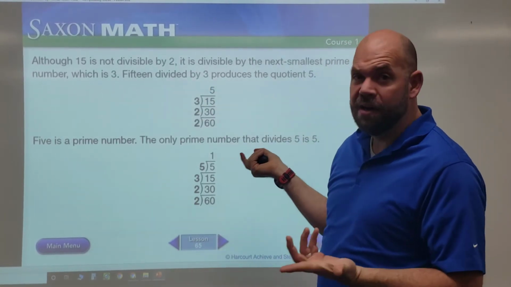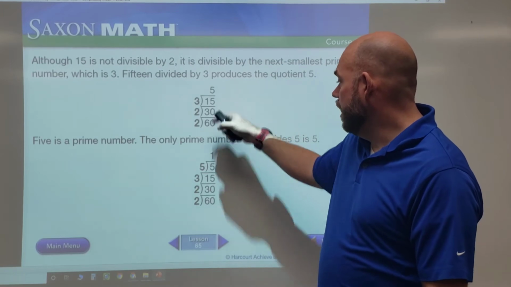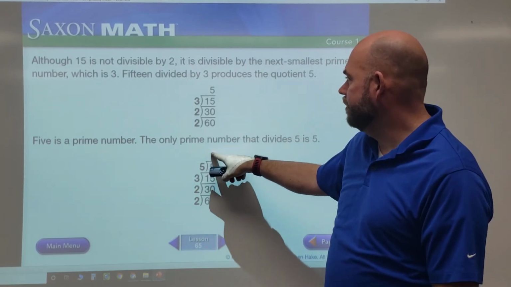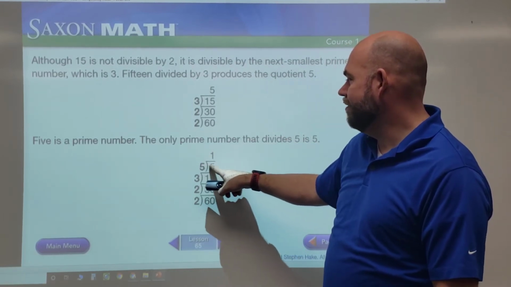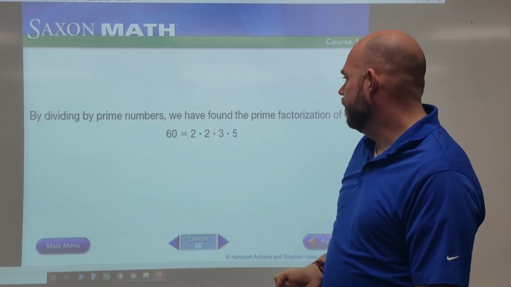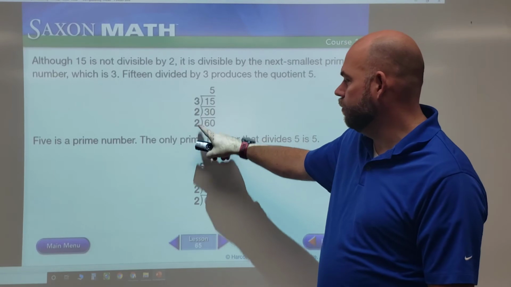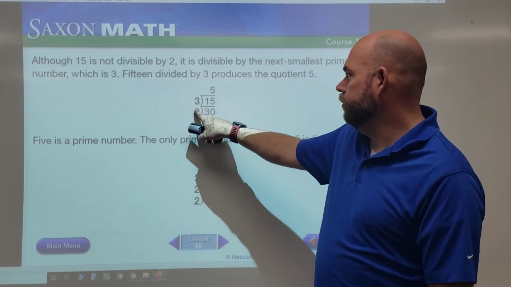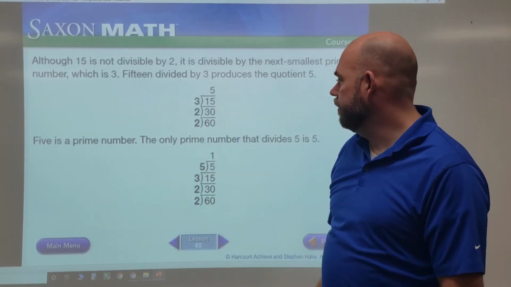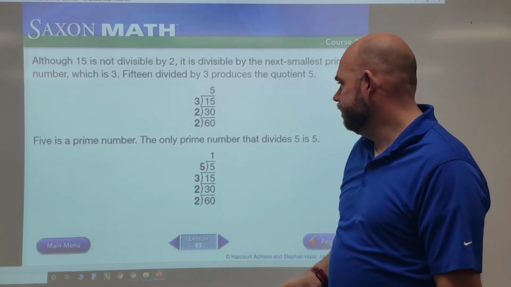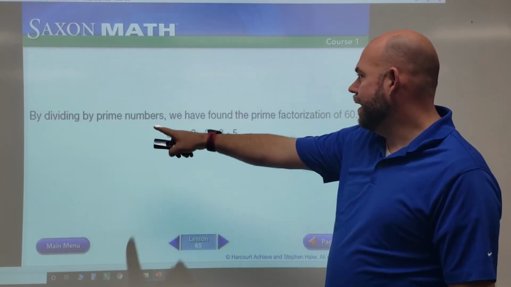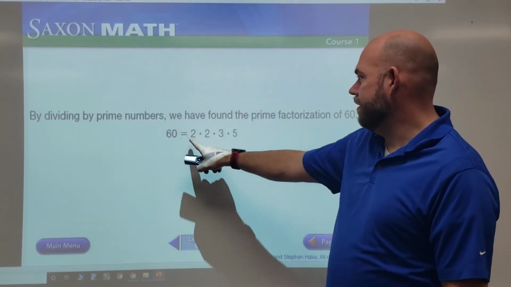And then we have all our factors, so we can see they went one more step to get 5 divided by 5 equals 1 to go into the smallest ones. But we're going to see all our prime factors in this one. It's going to be 2, 2, 3, and 5. We don't need to worry about 1. All right, so by dividing the prime numbers, we found the prime factorization.